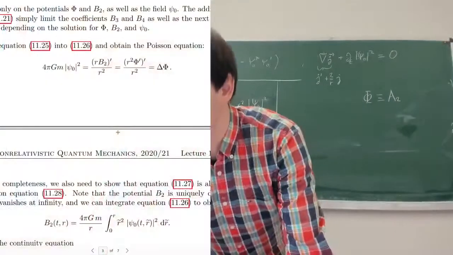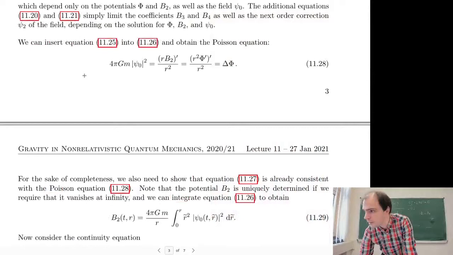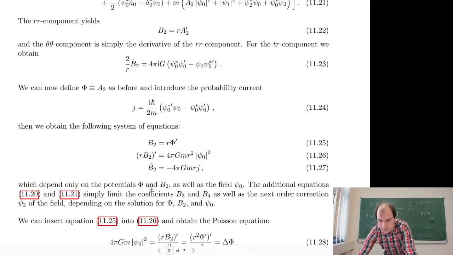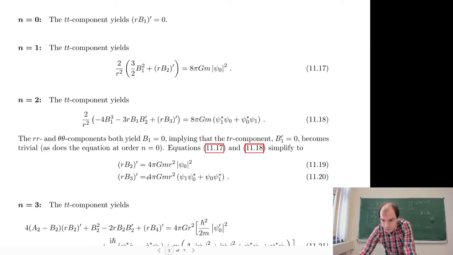So that's not all the equations that we have found. We also had at order n equals 2 this equation 1120, but this is an equation for B3 that also depends on psi1, so the first order correction of our field. So this is something that is beyond what we are looking at now. This will give us constraints on the higher order corrections, so on the relativistic corrections to our wave function, and on the higher order corrections of our metric.